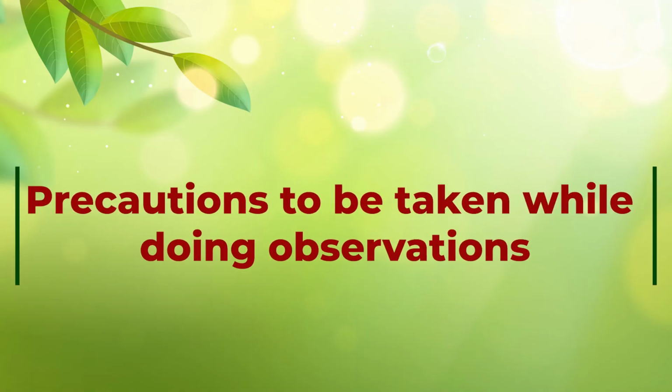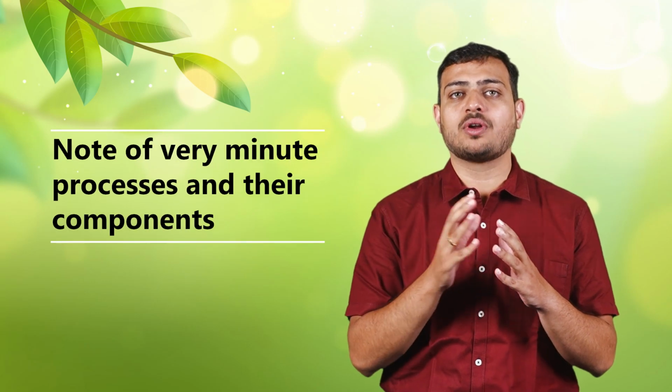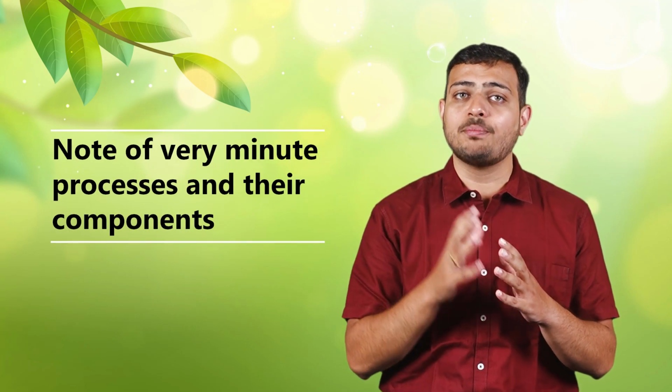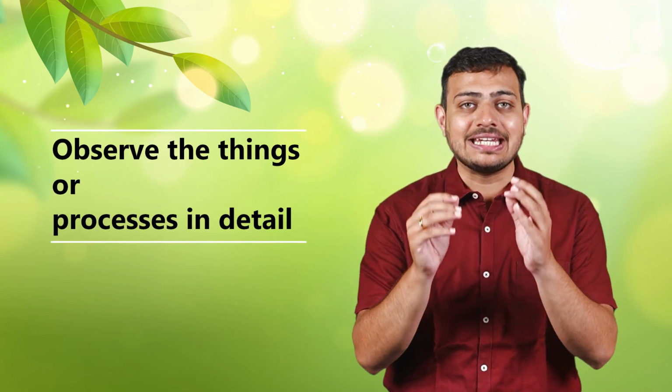Now let's see precautions to be taken while doing any observations. While doing observations, you have to take note of very minute processes and their components. If the components are large, for example washing machine, sewing machine, then you have to think of the large unit in smaller subunits so that you can observe the things or processes in detail.